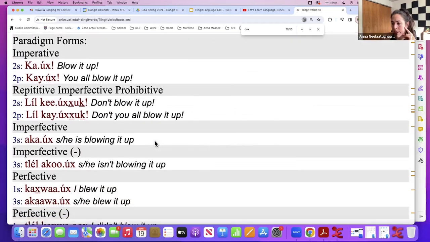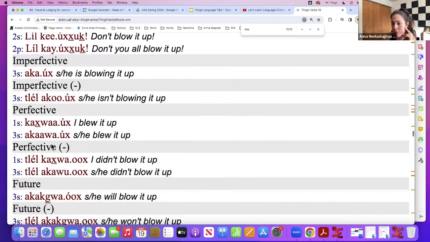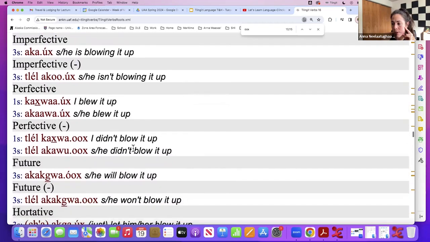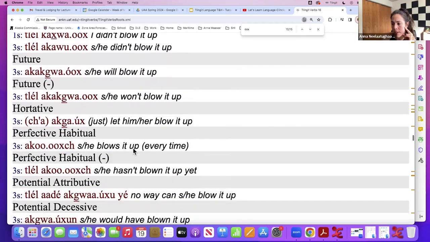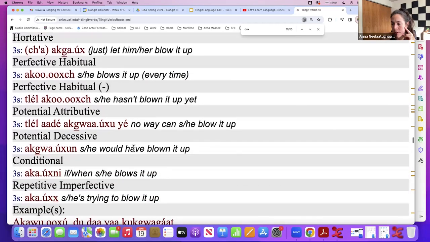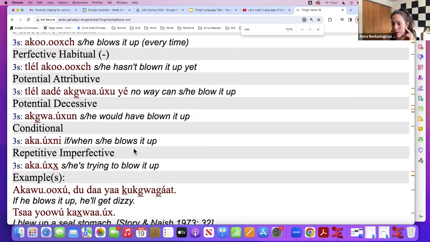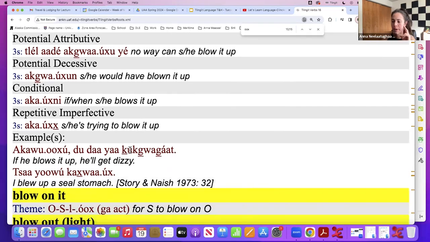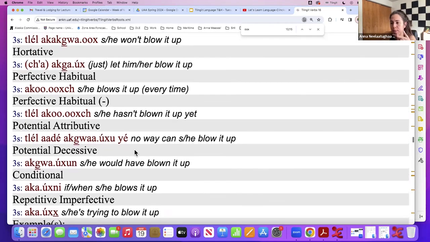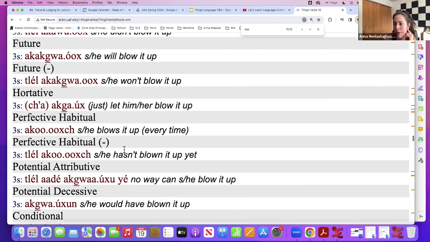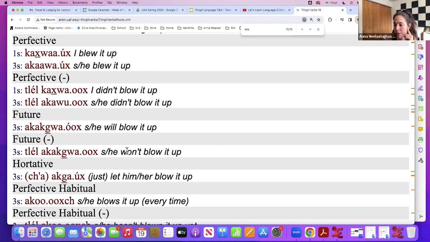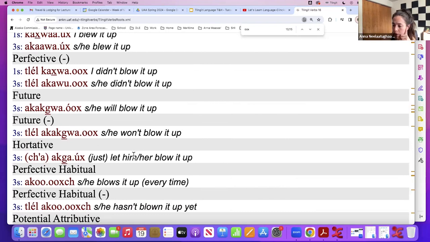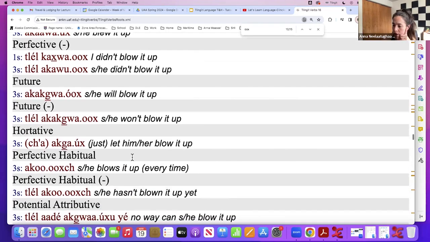For they, he or she is blowing it up. Aka ugh. I blew it up. Kahwa ugh. And then we're seeing a repetitive version. She's aka ugh. They're trying to blow it up. Anyway, that's kind of a sidetrack point, but since we looked up the word balloon, and the word balloon means thing that they blow up, these are options for different people inflating things. Aku ugh. That's kind of fun.